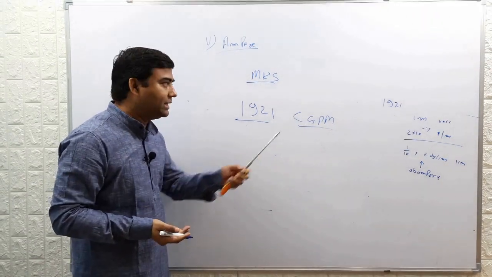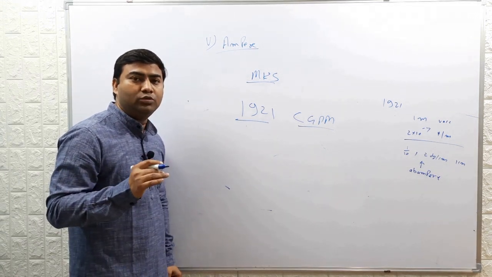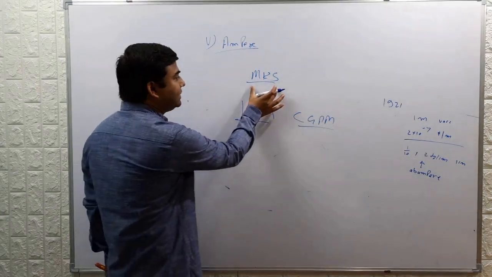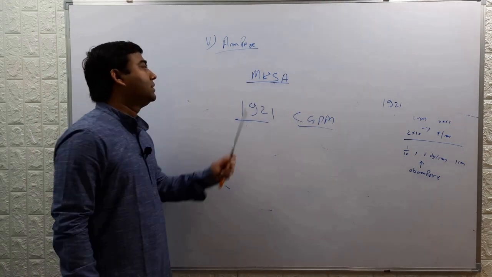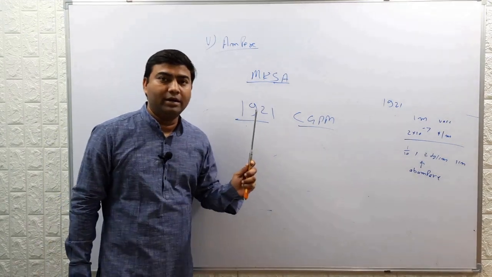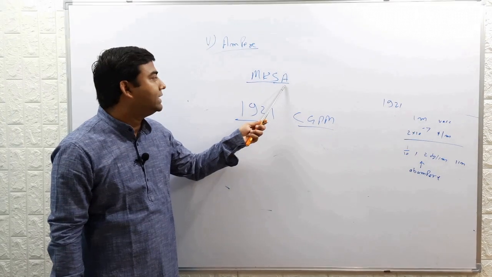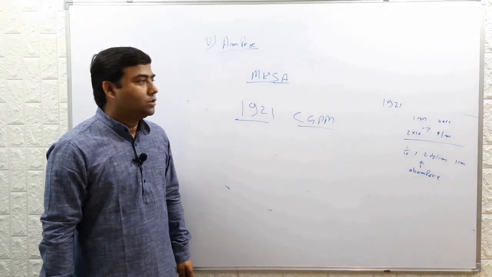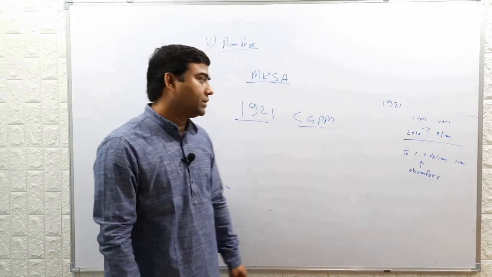After 1921, when ampere was recognized as the base unit of current, the MKS system was modified and called MKSA. After 1921, the MKS system was redefined as the MKSA system, A for ampere. So ampere was officially adopted in 1921.